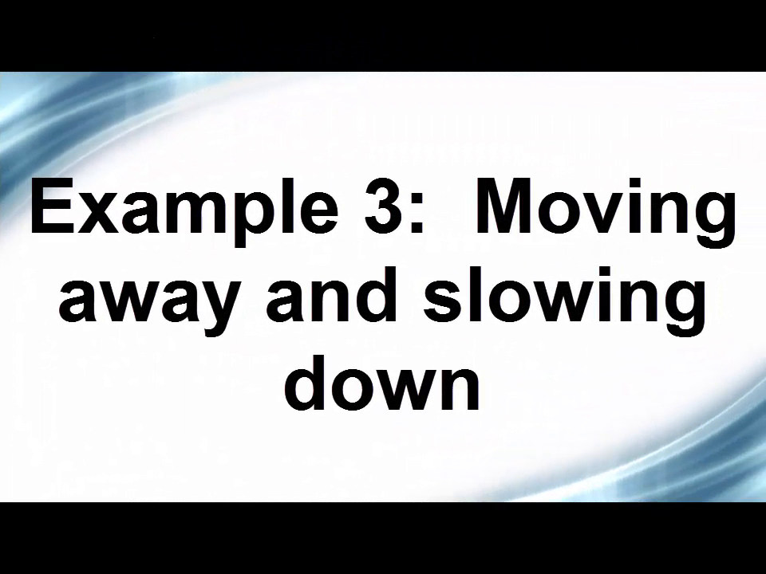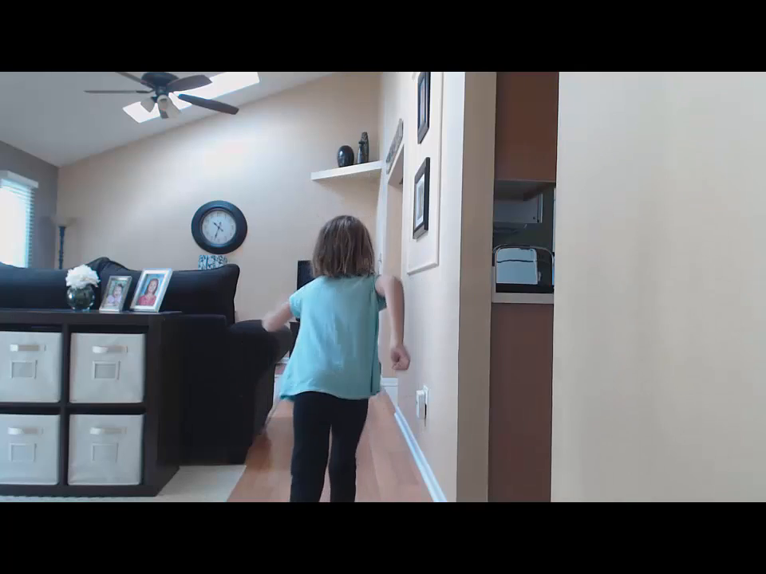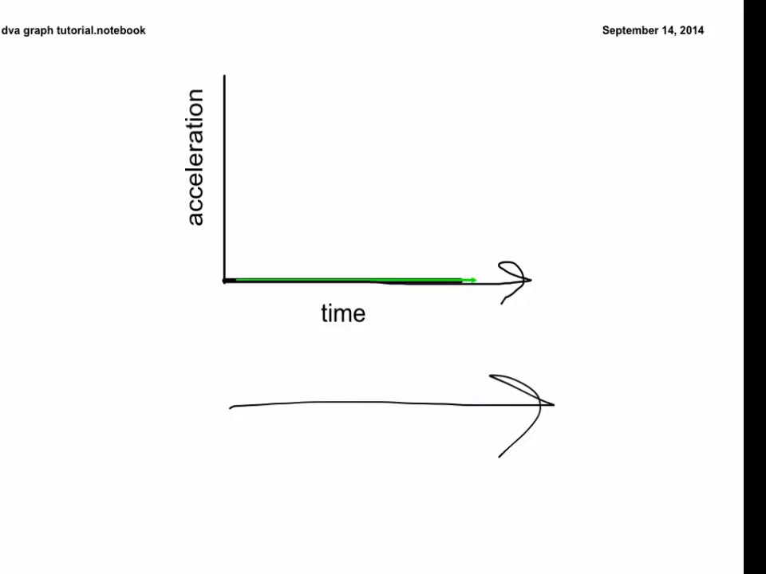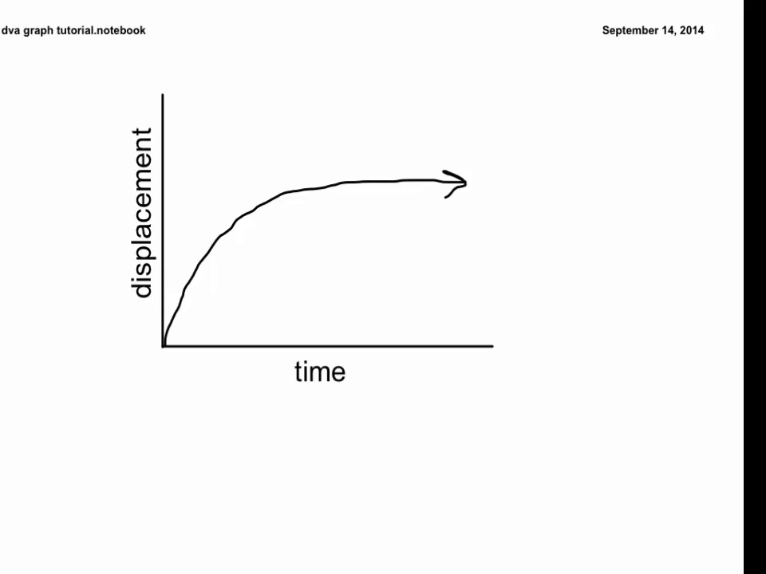For the final example, we're going to look at something a little different. An object that's moving away while slowing down. Take a look at the video. Notice she starts fast and ends slow. In this example here, we see an object that is plotting the displacement versus time. So as time goes on, we see that the displacement is going up.